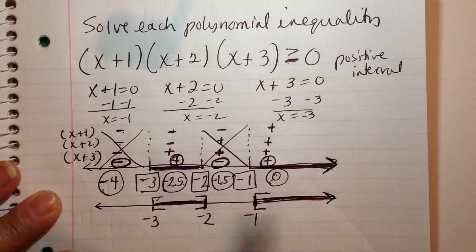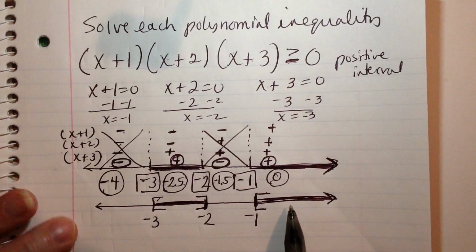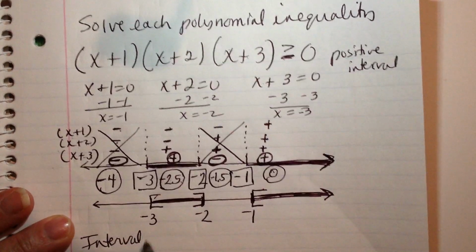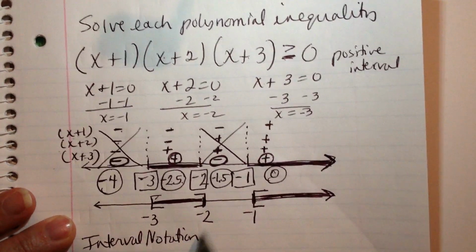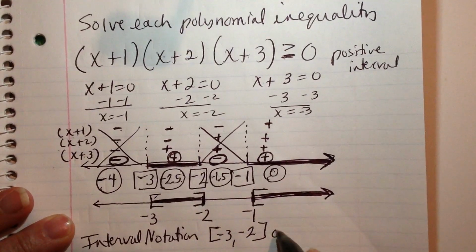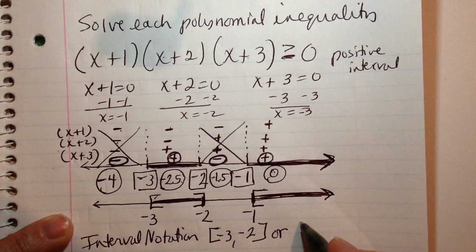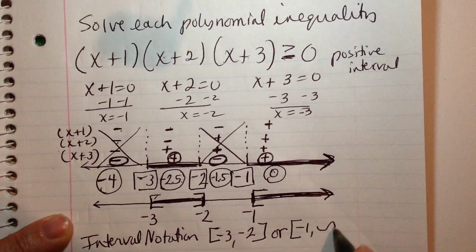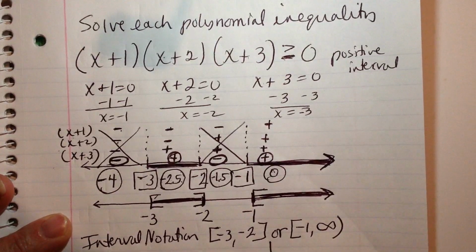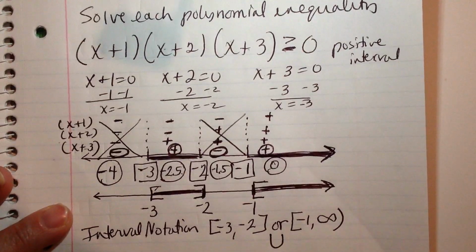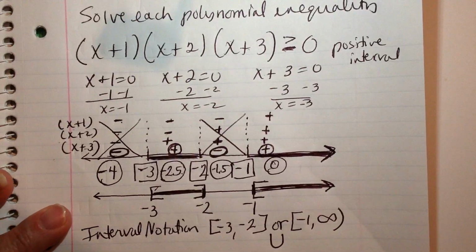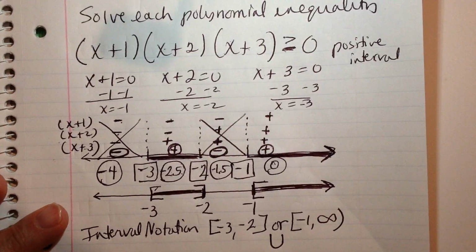So this would be my answer, or a graph of my final answer. For interval notation, let's name our final graph. For interval notation, it would be from negative 3 to negative 2, or you could put a U, and then negative 1 to positive infinity. So this would be interval notation. Like I say, instead of an "or," they may want you to put a U in the online homework. So that's your final answer for that problem.